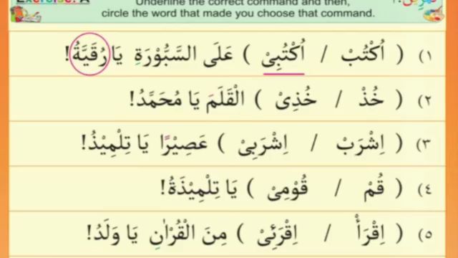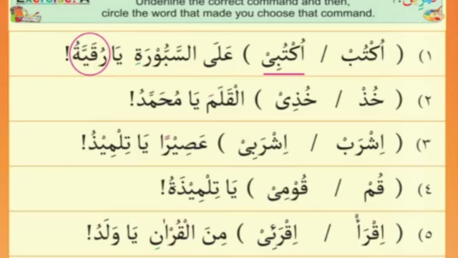Alright, the first one is Uktubi, write. Ala sabburati. Ala means on. As-sabburati, the whiteboard. On the whiteboard. Right? Uktubi, write, on the whiteboard. Ya Ruqayyatu, O Ruqayyah. Ruqayyah is a name of a female or a girl. So we choose Uktubi, right? Not Uktub, Uktubi.